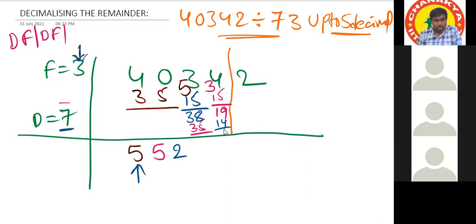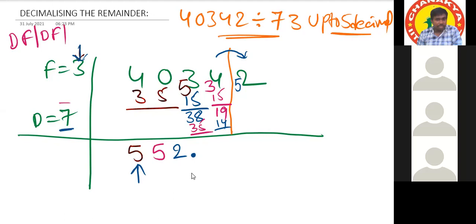What is the remainder? 19 minus 14 is 5. Write it before the next digit. Now the number becomes 52. And remember one thing here: from now onwards, whenever we are crossing this line, keep a decimal point here.